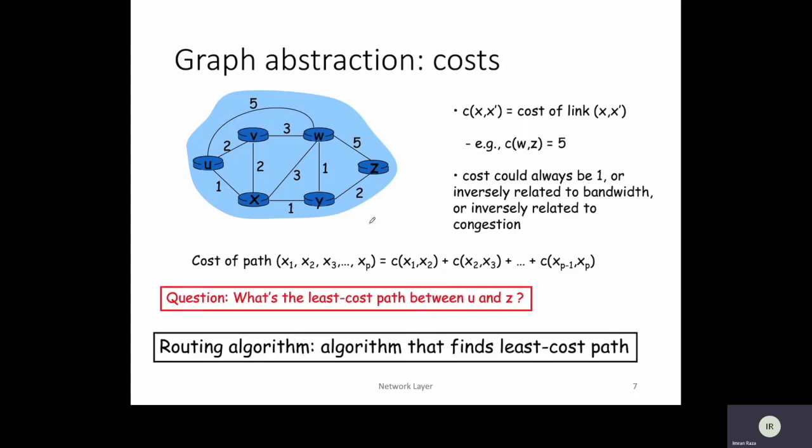So you can see that each link has a cost associated with it, right? So this link between U and V has a cost of 2. So this cost could always be 1. So what do we mean by this? This means we are basically using hop count.